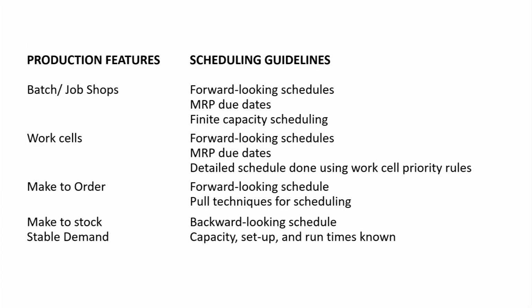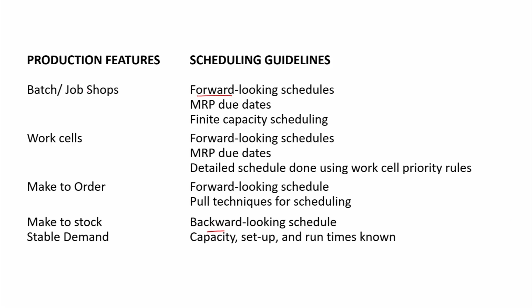Let us see some of the scheduling guidelines for different types of production systems. We have seen in the beginning forward scheduling and backward scheduling. Forward scheduling is when we look at the dispatch dates or due dates depending upon the customer, based on that we work backward. The last workstation is scheduled first, and based on that the previous processes are scheduled. So, that is forward looking.